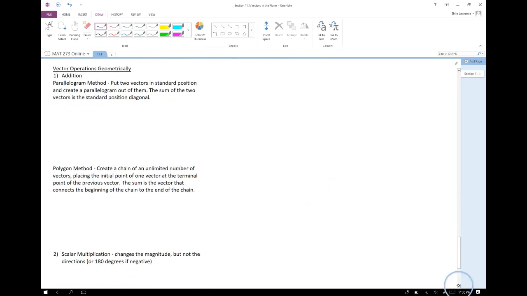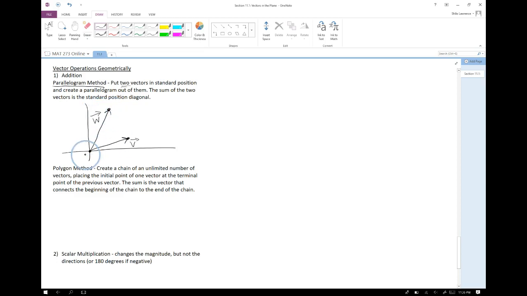So for vector addition, there are two different techniques you can use. One of them is called the parallelogram method. And with the parallelogram method, you can only use two vectors at a time. We take our two vectors and we put them in standard position, and then we use them to create a parallelogram. The sum of our two vectors is the diagonal of that parallelogram, the diagonal that's in standard position. So remember, standard position is when both vectors have initial point at the origin. So let's say that's vector v, and then here's vector w.